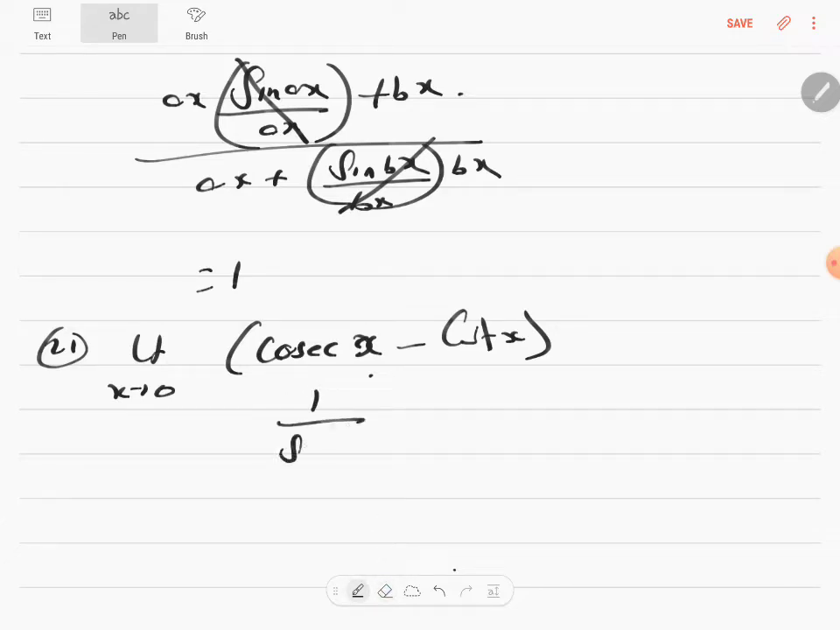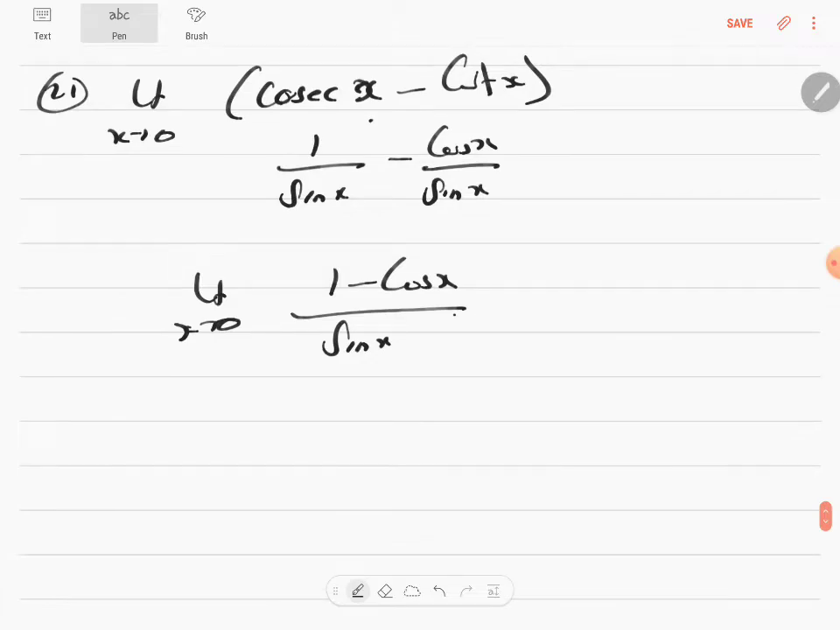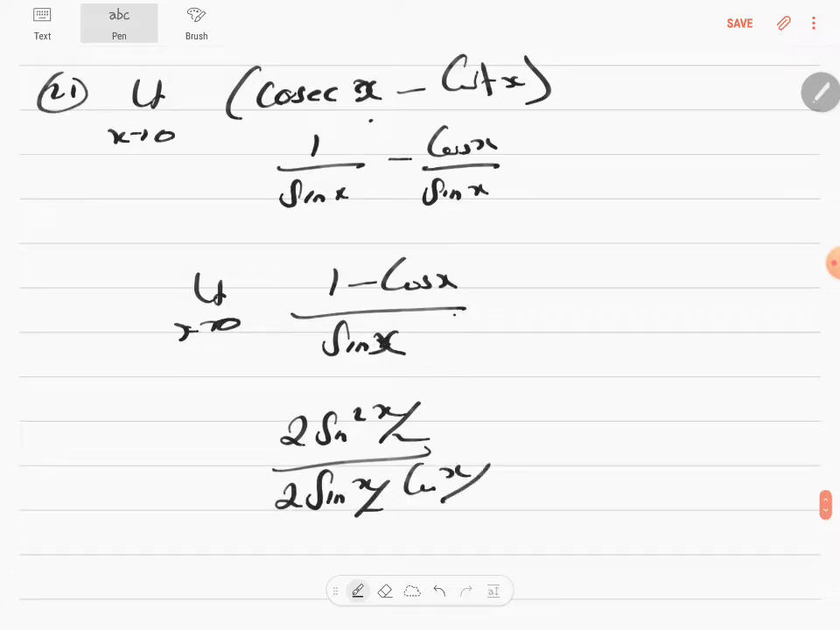It's 1 by sin x minus cos x by sin x. The LCM is sin x and the numerator is 1 minus cos x, limit x tends to 0. And 1 minus cos x is 2 sin square x by 2. I just taught you the formula. And therefore sin x can be written using the half angle formula, 2 sin x by 2 cos x by 2.